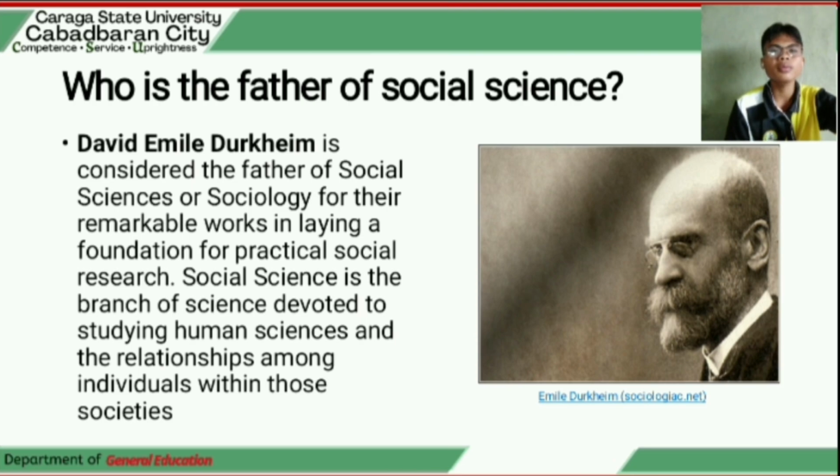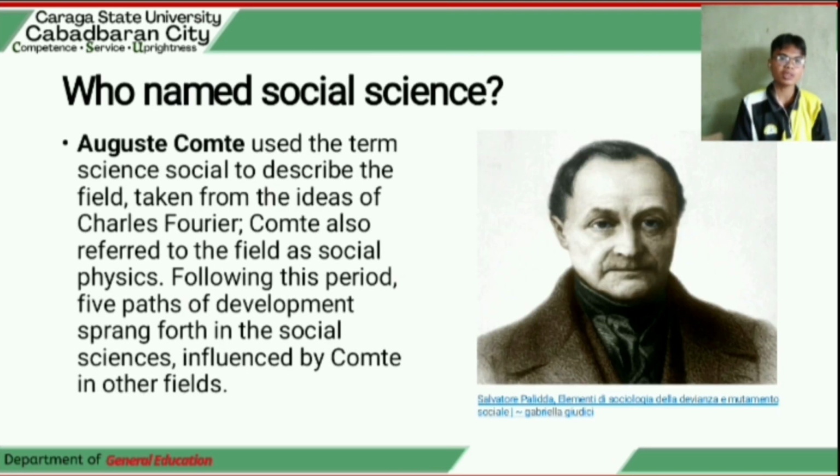So next is who named social science. Auguste Comte used the term social science, rather, to describe the field. Taken from the ideas of Charles Fourier, Comte also referred to the field as social physics. Following this period, 5 paths of development sprang forth in the social sciences, influenced by Comte in other fields.